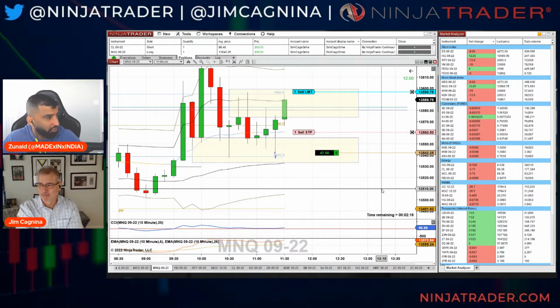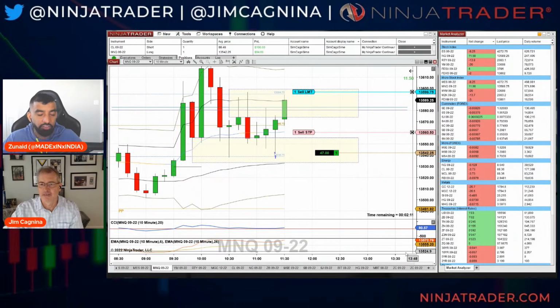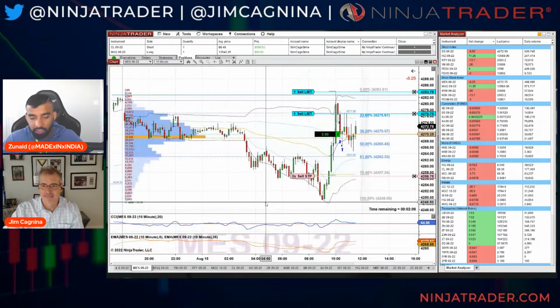Well, speaking of which, I mentioned I was in that trade, and I went and scaled out some here at the 42.75 on the mini side, or excuse me, the micro side. I definitely do not have the courage to trade the mini yet.